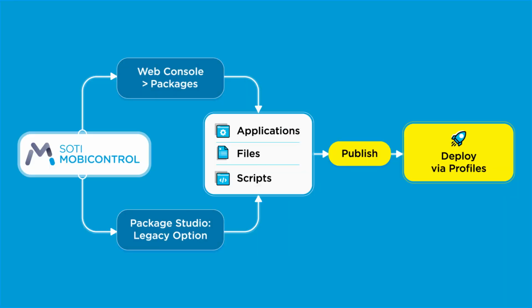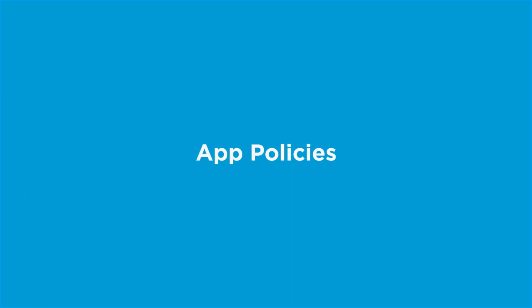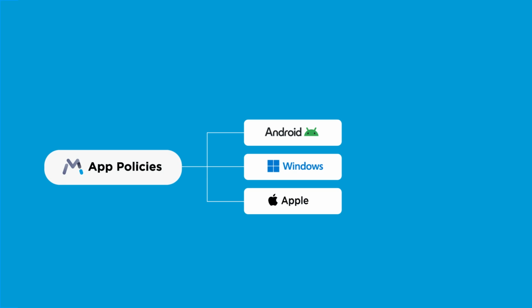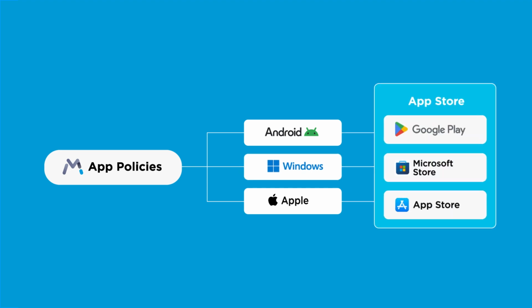All right, now we saw how we can deploy apps using packages in our previous section. However, we have more options using app policies. App policies are available for 3 specific platforms: Android, Apple, and Windows. Now, Chris, what do these 3 platforms have in common? Well, David, all 3 platforms have an app store available.